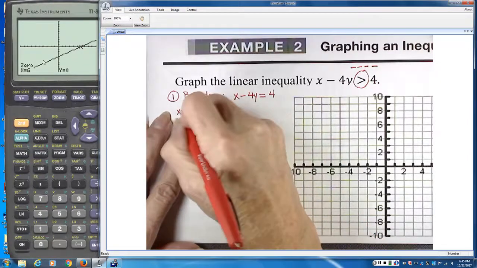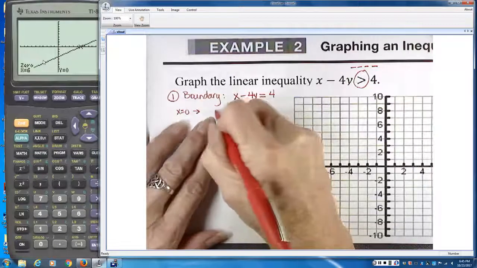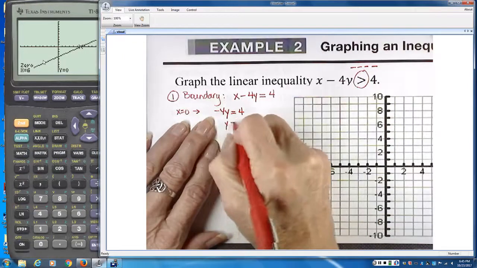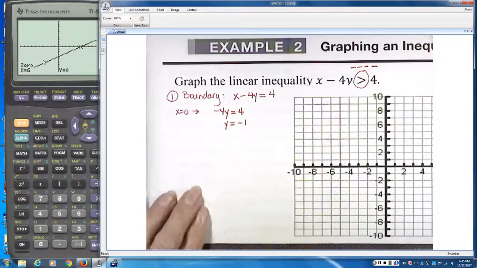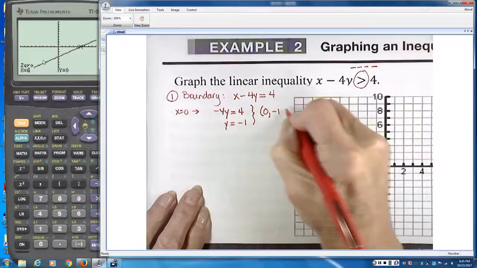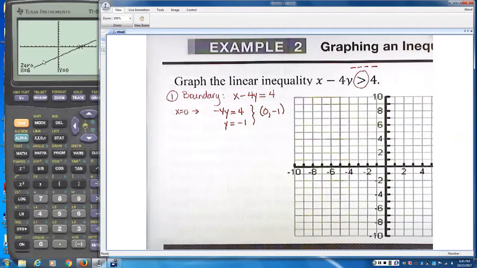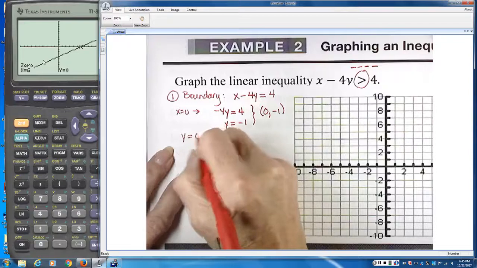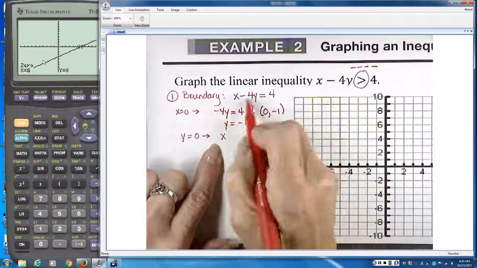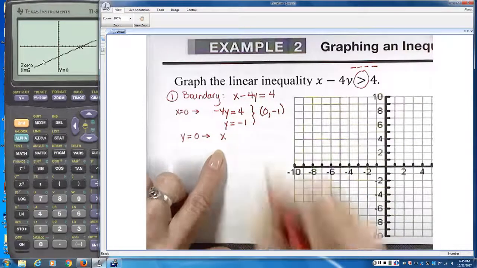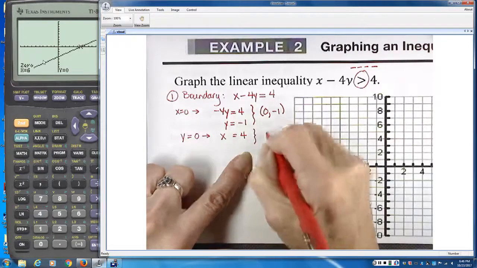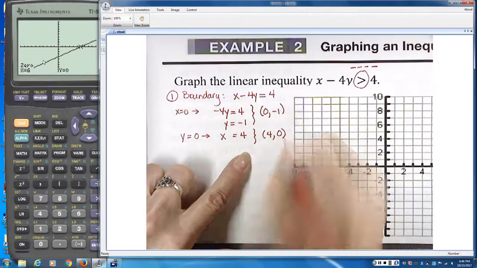So if x equals 0, then minus 4y is equal to 4. And that means y is equal to -1. And that's going to give us the point 0, -1. And then if I let y be 0, then that means x minus 4y is minus 0 equals 4. And that gives me the point 4, 0.